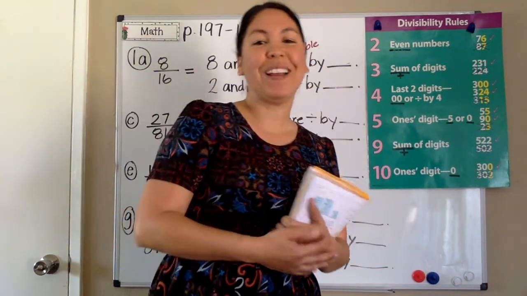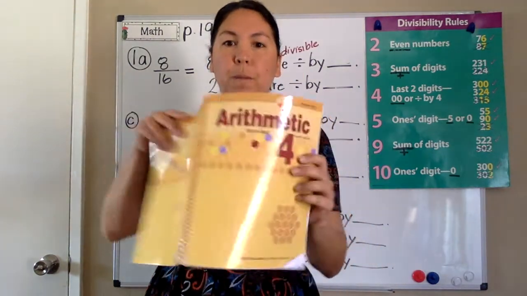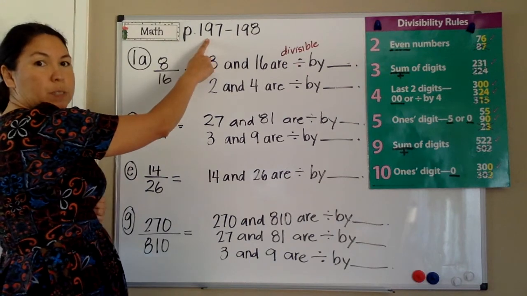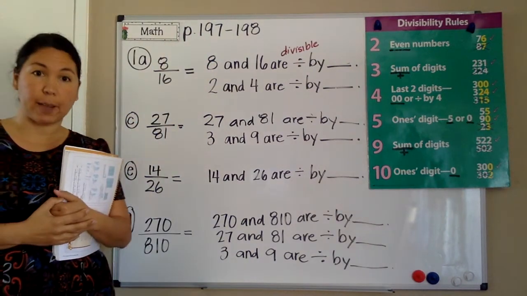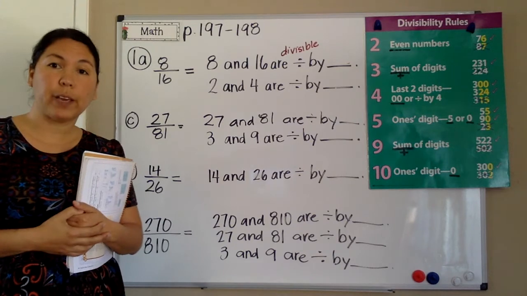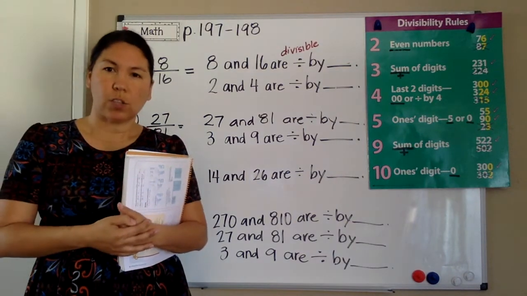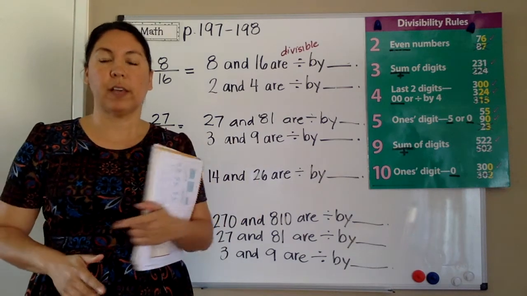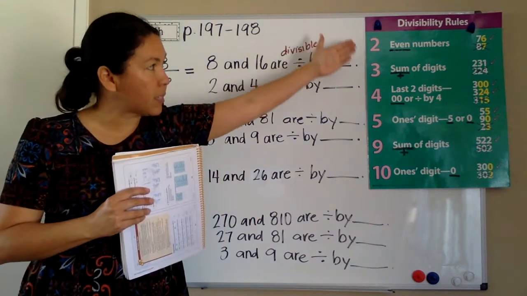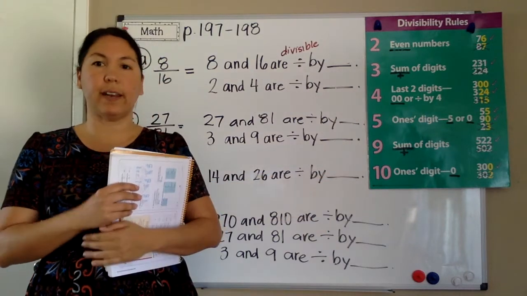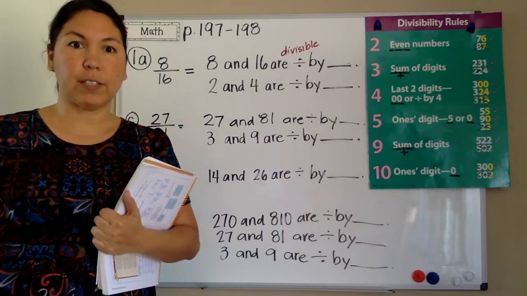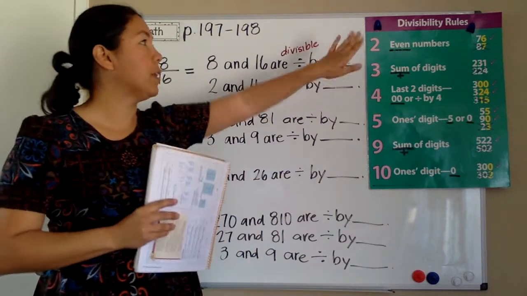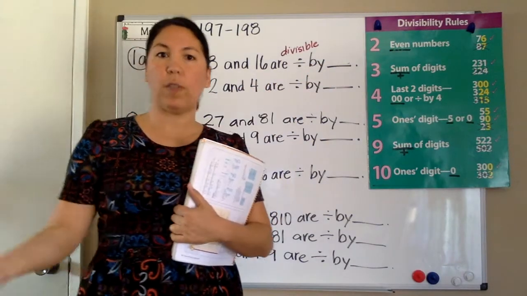All right, so we are in math today. So make sure you have your Arithmetic 4 book, and we are opened up to page 197, 198. Today we're going to be reviewing divisibility rules. So how we can check quickly on larger numbers if one of these numbers on the side here, 2, 3, 4, 5, 9, and 10, can go into it without having to do the long division and checking, just by doing some tricks. So number 2 is nice and easy because we know that one.